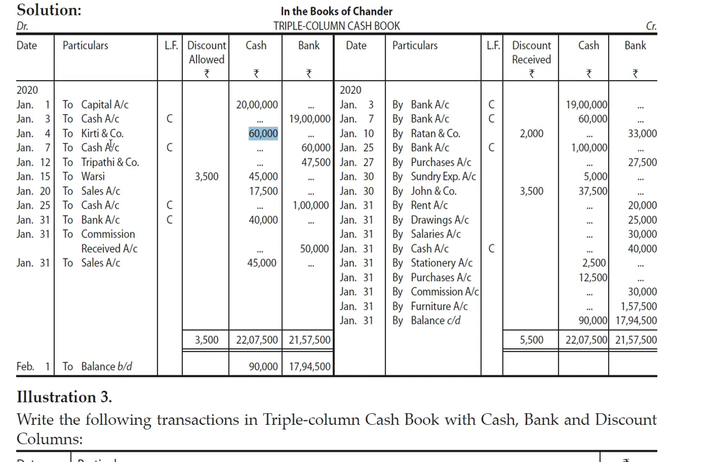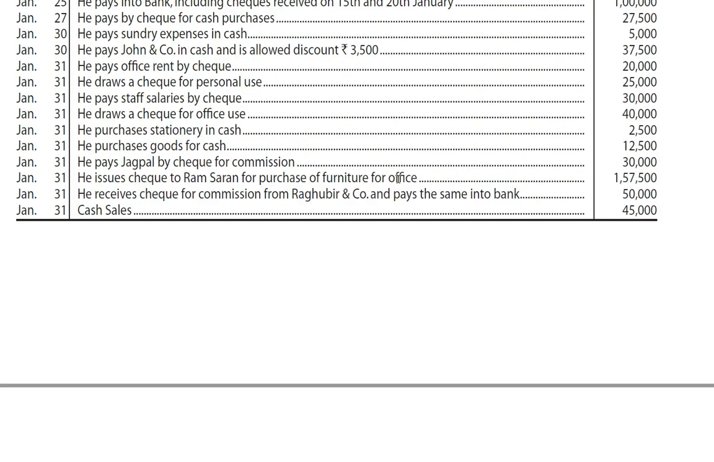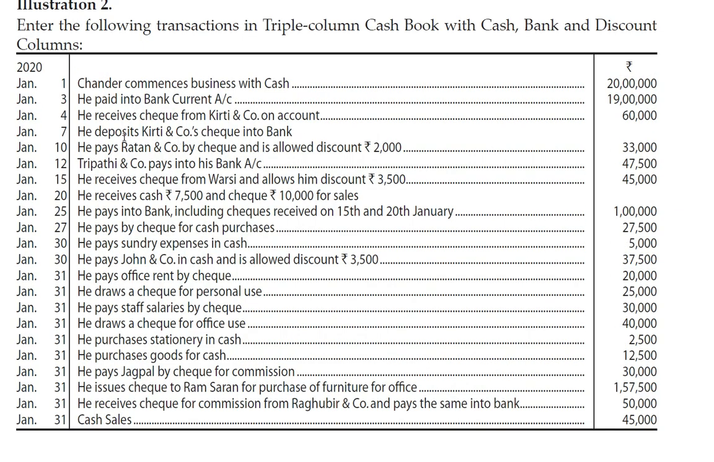So normal journal entry is the cash account debit to Kriti and Co, that 60,000 rupees. So I am writing in the cash column. When they will tell me that the said check is sent to bank, then only I will transfer to the bank account. So right now I will treat this check as equivalent to cash. Okay, come to the next entry.